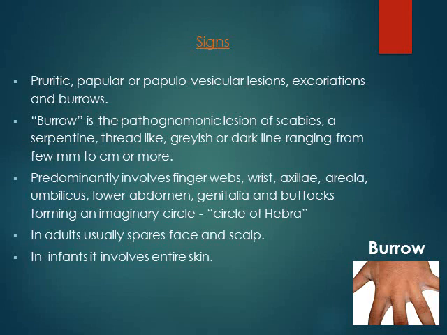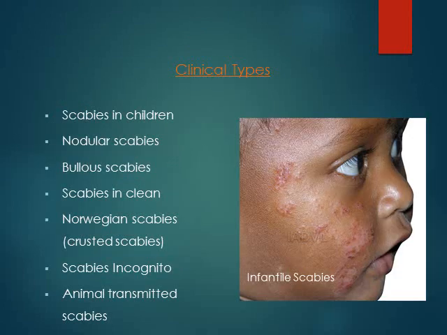In infants, it involves the entire skin. Clinical types: we have scabies in children, nodular scabies, bullous scabies, scabies in the clean, Norwegian scabies, scabies incognito, and animal-transmitted scabies. Scabies in children differs in that even the face will be involved. In nodular scabies we get more nodular lesions, and in bullous scabies more bullous lesions.